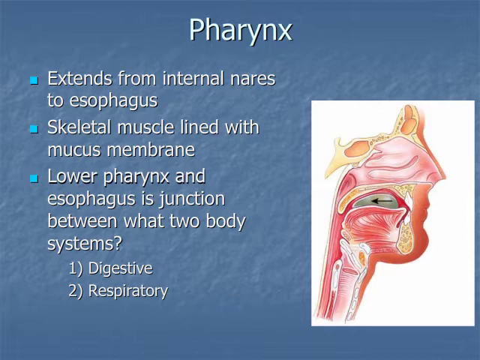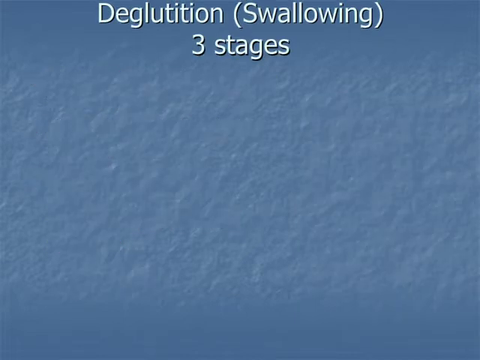So once we chew that food up, we're going to use our tongue to move that food back into the oropharynx. Remember that the pharynx was a muscular area of the digestive tract that extends from the internal nares to the esophagus. Initially, it's going to be lined with skeletal muscle, but then after we swallow and it goes down the esophagus, we're going to be talking about smooth muscle. And the lower part of the pharynx is the junction between two body tracts, that is, the digestive system and also the respiratory system. And the mouth and pharynx are the areas where deglutition or swallowing are initiated.